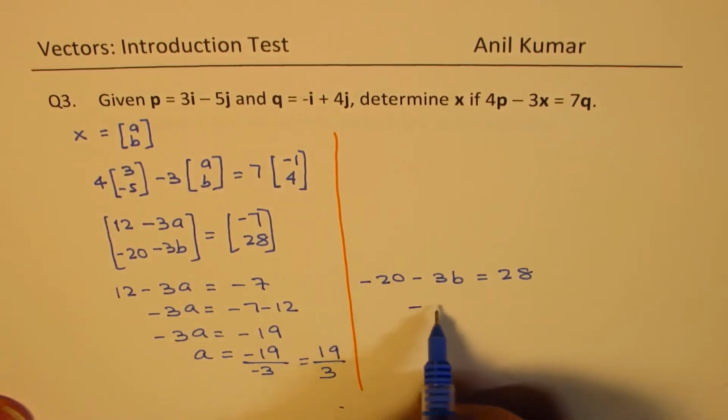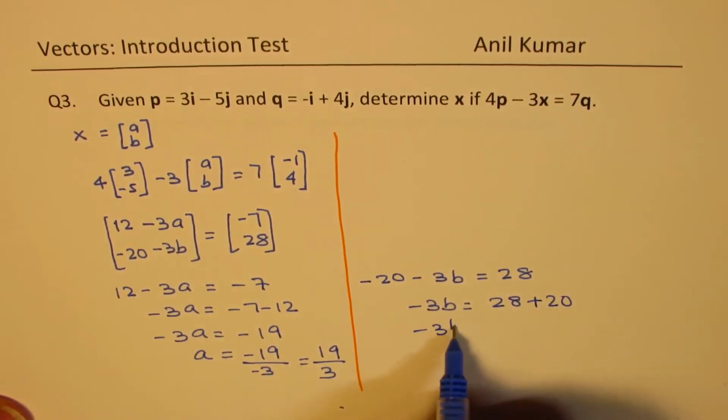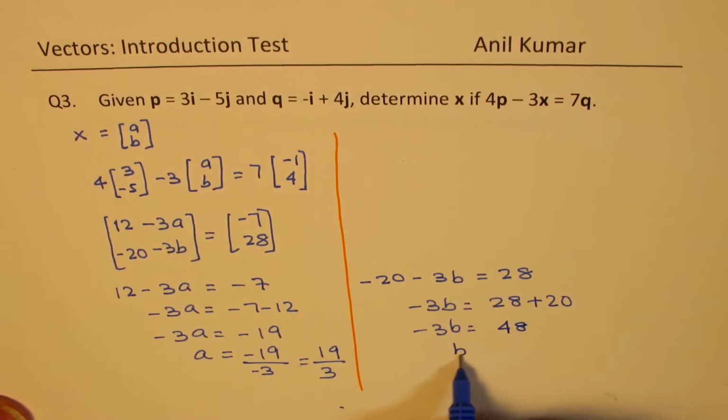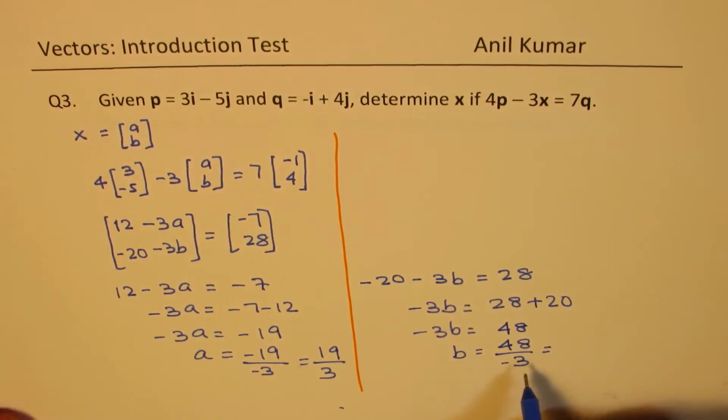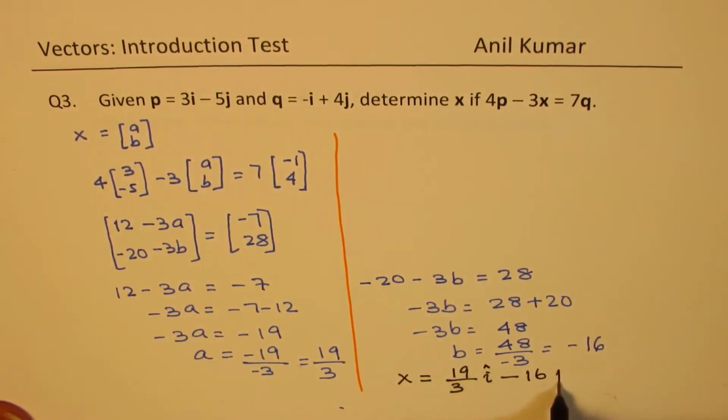As far as b is concerned, we get minus 3b equals 28 plus 20. So minus 3b equals 48. b equals 48 over minus 3, which is minus 16. Correct? So you get the vector x as equal to 19 over 3 i minus 16 j, where i and j are unit vectors. Is it clear? So that is how you can find the solution of this question.